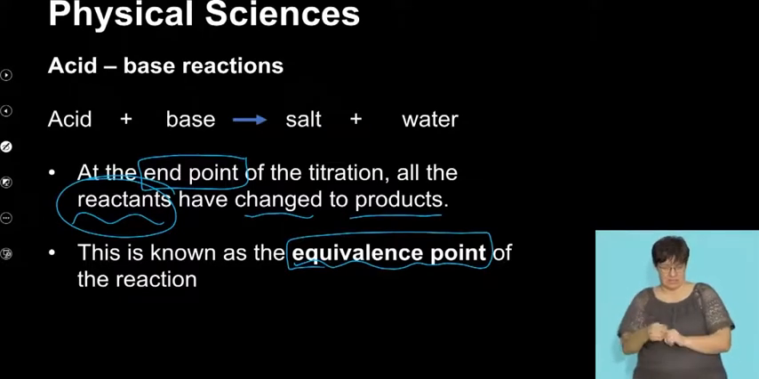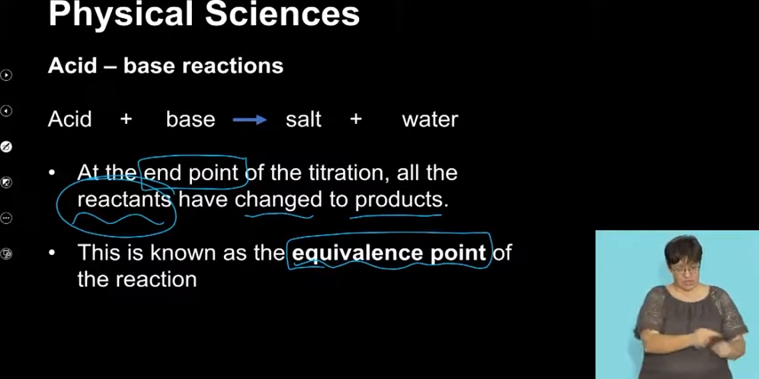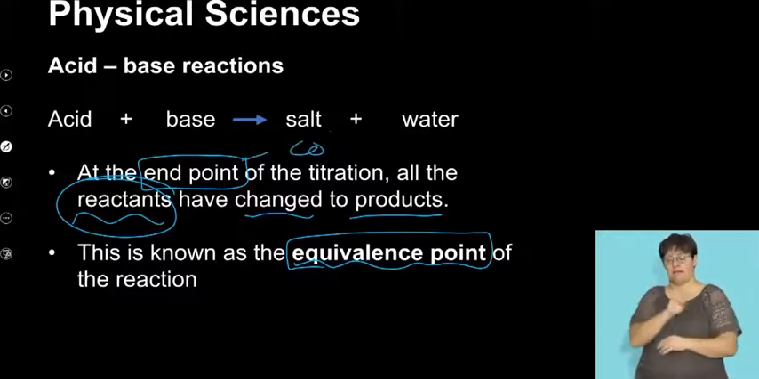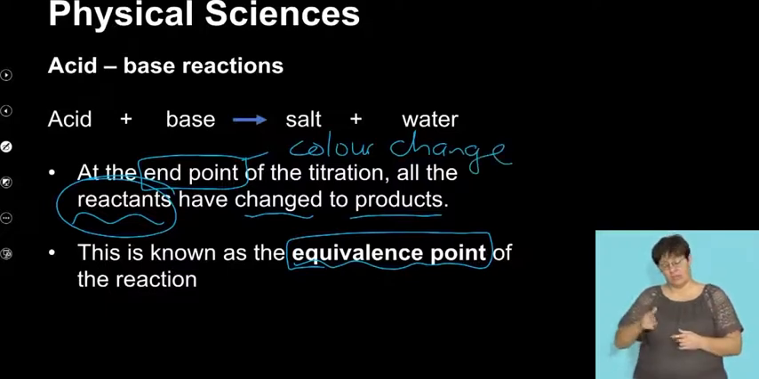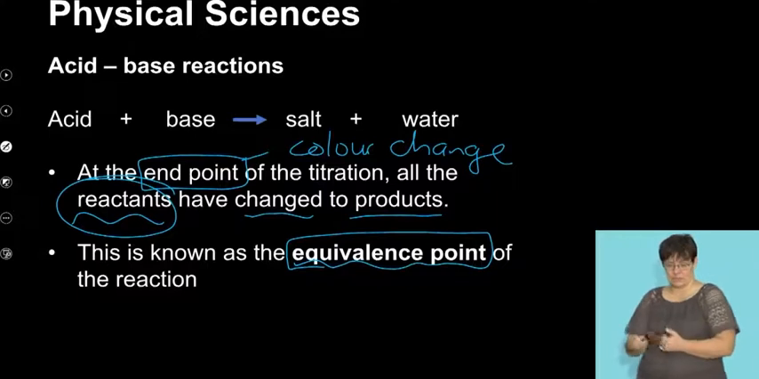So the endpoint is the point of the titration where the reactants have neutralized each other. It will be shown to us by means of a color change, and the equivalence point is when all the reactants are used up and changed into products.